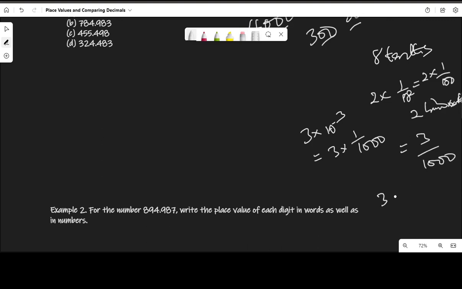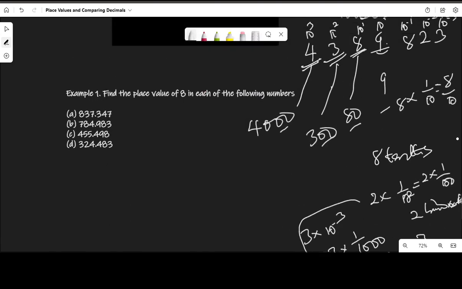And that we will call 3 thousandths, with th at the end. This is different from ordinary 3000 without th at the end. This one is thousandths, meaning 3 over 1000. Okay, so that is how to write a number in terms of the place value. Let's use that knowledge to answer some questions here.